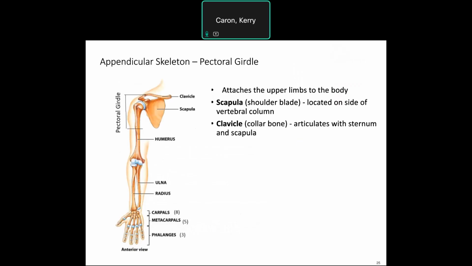Okay, here's another good photo, really reiterating that pectoral girdle, which is the scapula and the clavicle. Okay, it's upper. And you can see here you have humerus, ulna, radius. You know radius is the radius because it's closest to the thumb, and the radial pulse is closest to the thumb. Okay, you've got carpals, wrist bones, metacarpals, hand bones, and then fingers or phalanges.